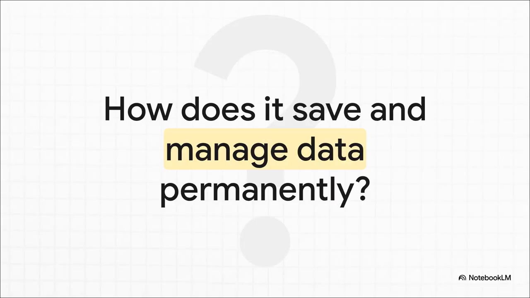Okay, but that brings up the big question, right? You add a new order, you close the app, maybe you even restart your phone, and when you open it back up, the order is still there. How does that work? What's the magic happening behind the scenes to make sure that information sticks around?